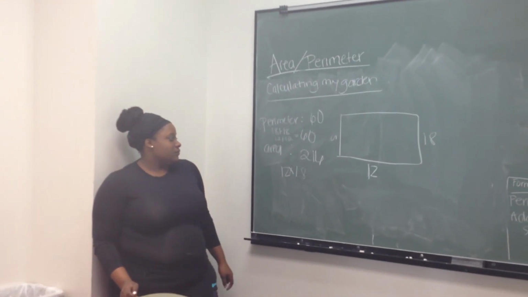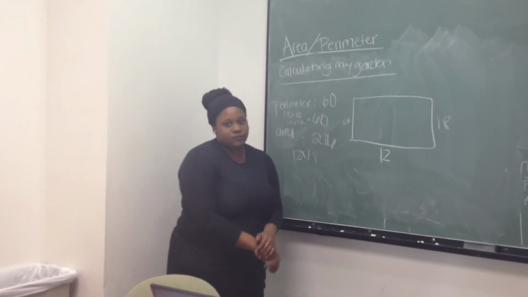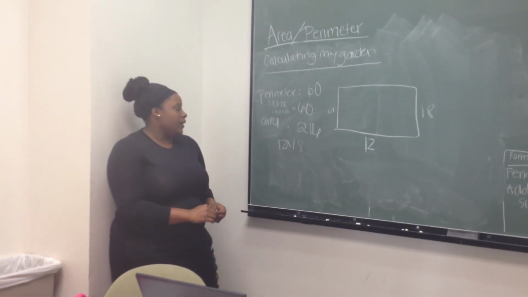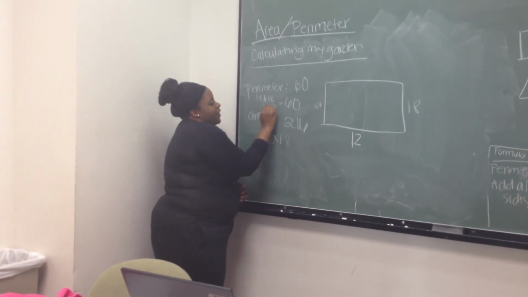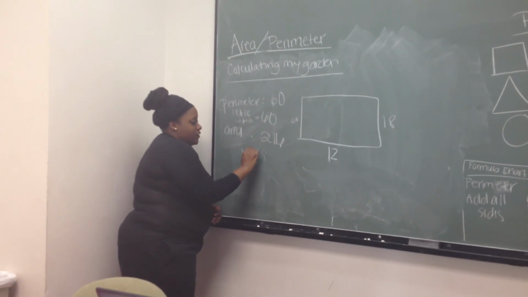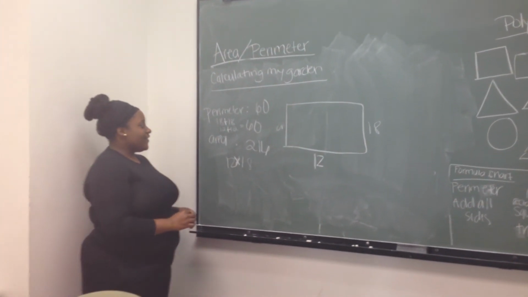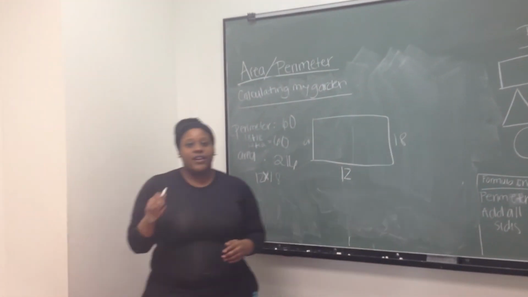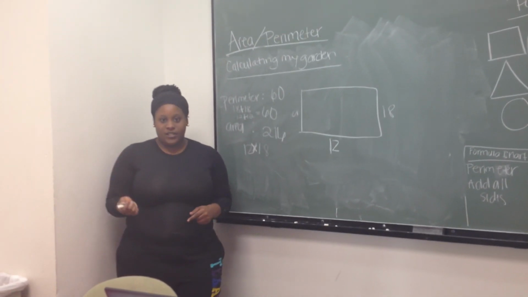Okay, and how else are they different? One is measuring the outside, that's the perimeter, and the area measures everything that's on the inside. Okay, and how else? There should be one more reason. One uses multiplication and the other uses addition. Great job.